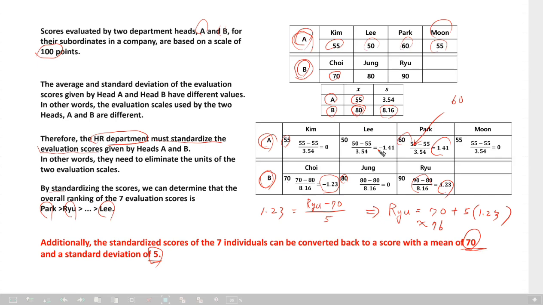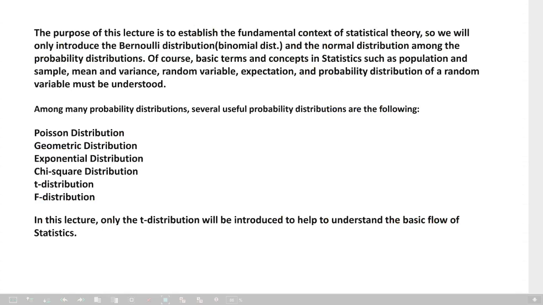Okay, this is how to use standardization in your data analysis. Okay, that's it. It is short, but I'd like to add some other things here.